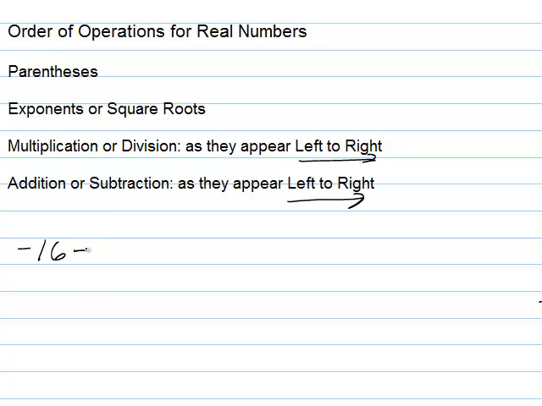Negative 16 divided by negative 4 multiplied by negative 5. Now, we do what's in the parentheses first, and we do have parentheses, but this has already been reduced as far as it can go inside the parentheses, negative 4 and negative 5, and we just keep the parentheses to emphasize that this is multiplication. All right, so now we don't have any exponents, so our next step is to do multiplication or division as they appear from left to right.